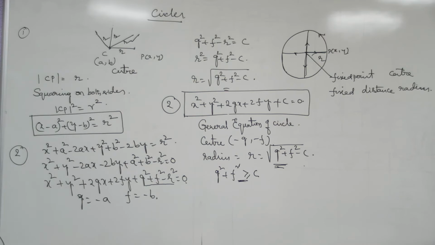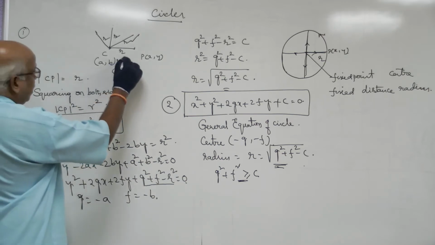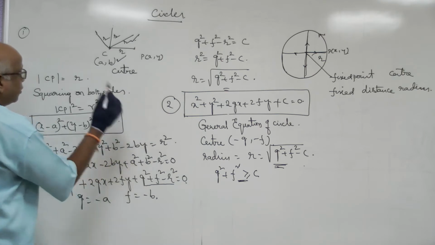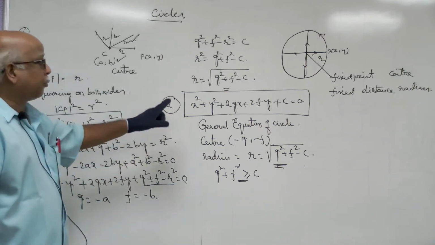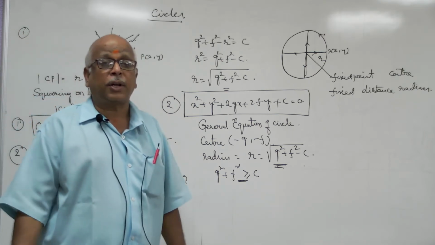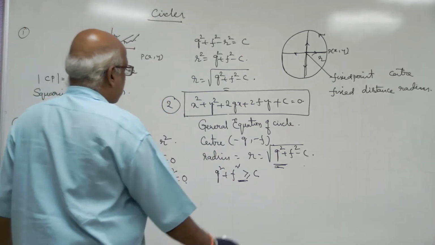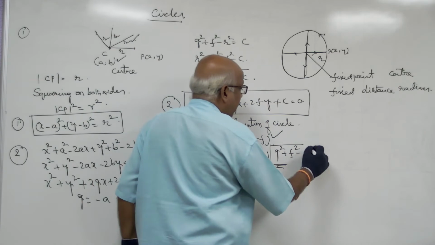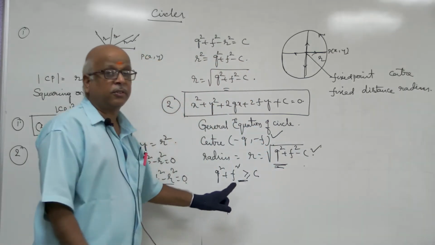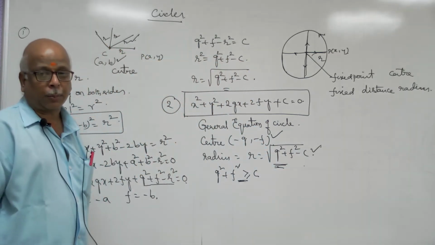This is the second important and major formula of the circle. The first one is when the center and radius are given: center coordinates (a, b), radius r. This is the formula. The second formula is the general equation of the circle. When the equation is given and we need to find the center coordinates and radius, this is the formula we are supposed to apply.